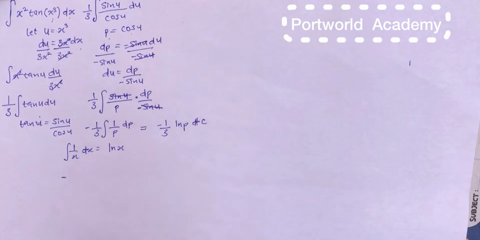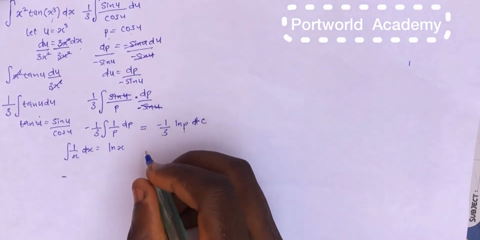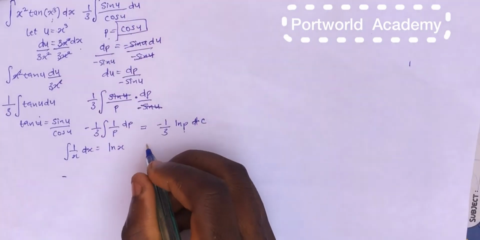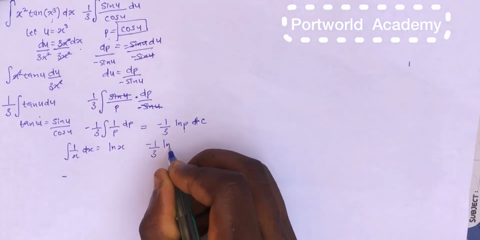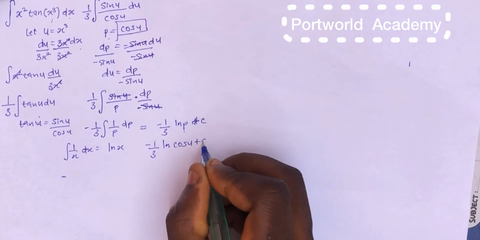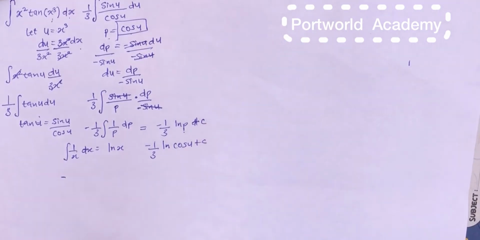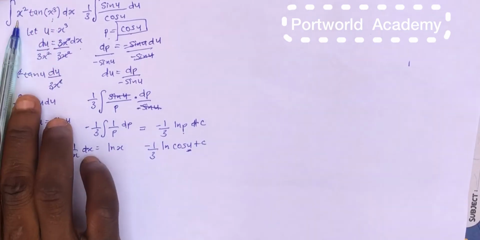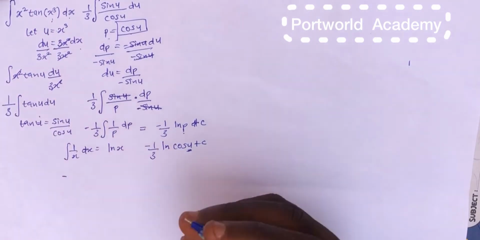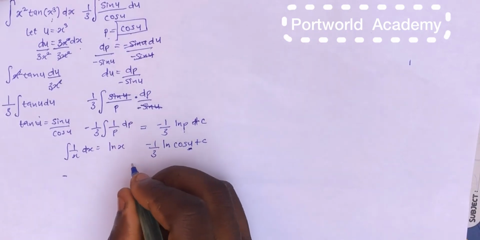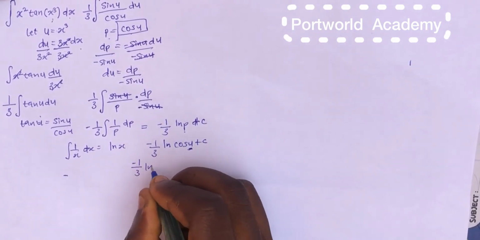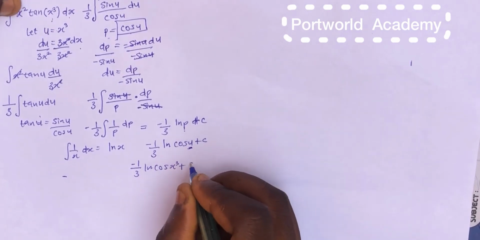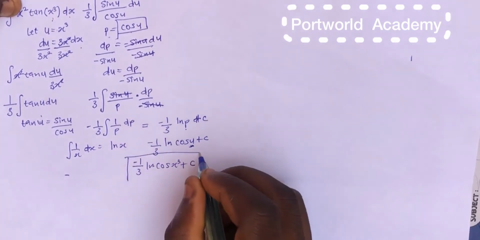So here, what is the value of our p? We know that p is the same thing as cos u, right? So you're having minus 1 over 3 ln cos u plus c. So is this our final answer? No, because we are having u, but the question was given to us in terms of x. We need to replace everything back. So the final answer will be minus 1 over 3 ln cos of, what was our u? That's x raised to power 3, plus c, right?